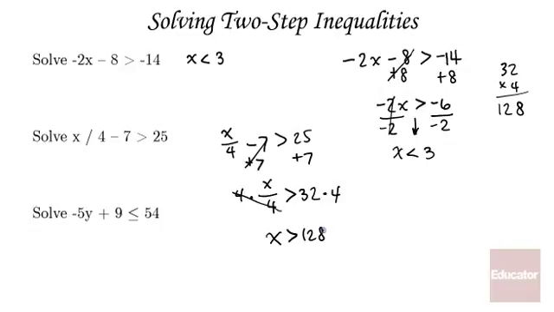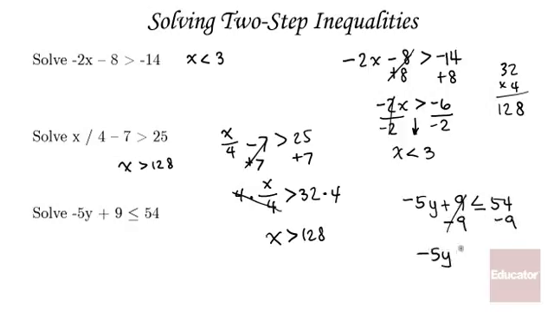And then next, I'm going to solve negative 5y plus 9 is less than or equal to 54. Let's write our answer up here for the previous one. X is greater than 128. I'm going to work with the plus 9 first and do the inverse, which is subtracting 9. Negative 5y is less than or equal to 54 minus 9. So that's going to be 14 minus 9, which is 5, and we borrowed, so 45.